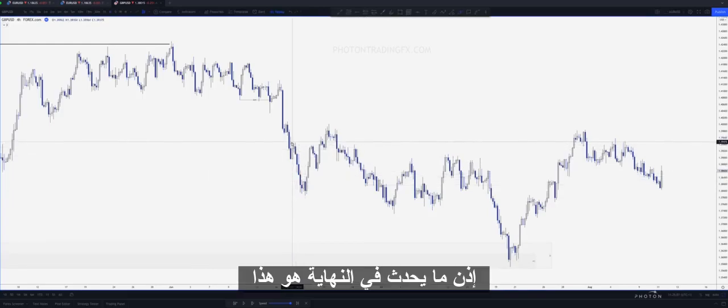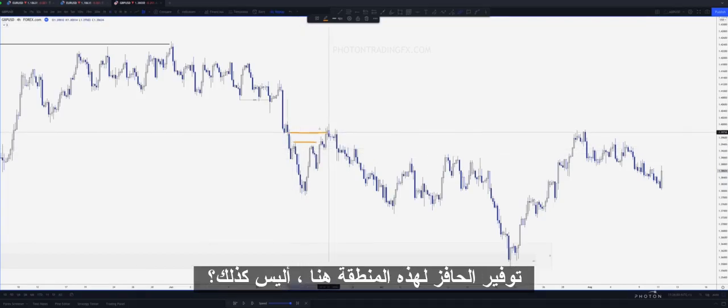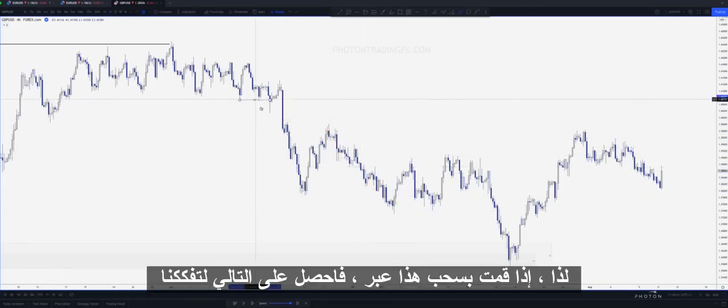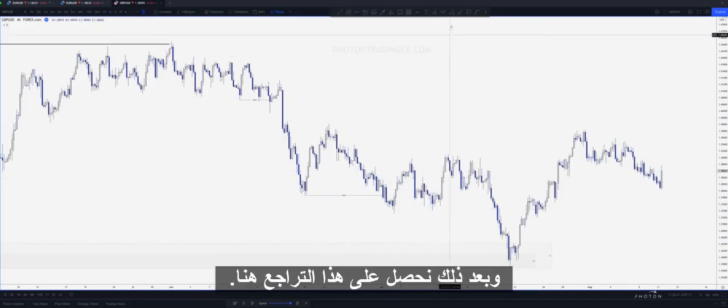So what ends up happening is this level becomes inducement, and then that reaction ends up building those equal highs to then provide the inducement for this zone here, right? And then that's where we see that next swing leg to the downside there. So then if I drag this zone across, we then get our next 4 hour break of structure. And then the exact same thing, this is one big leg down, right? And then we get this pullback here.